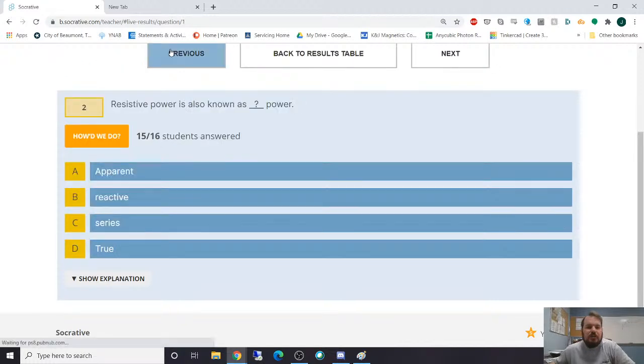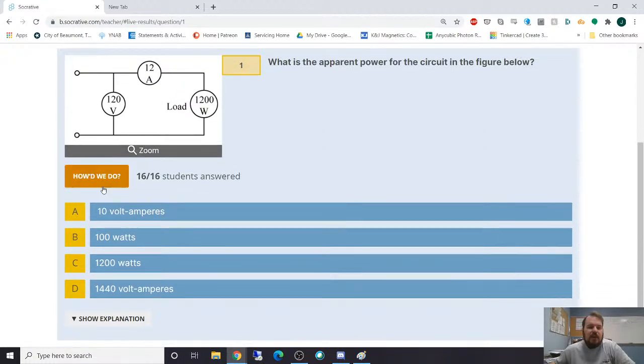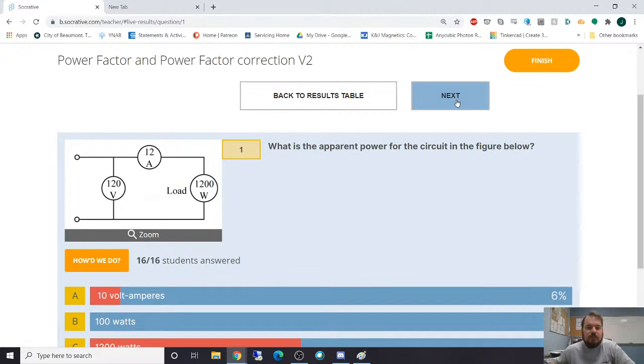So going back to question 1, we have 1200 watts and 1440 volt amps. You would divide the 1200 by the 1440, and that would give you your power factor.